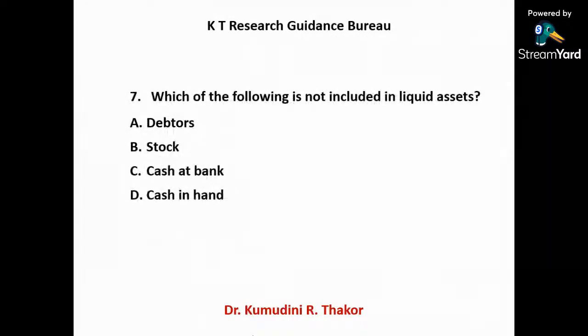Next question is, which of the following is not included in liquid assets? You know the meaning of liquid assets. So there are four assets: A, debtors, B, stock, C, cash at bank, and D, cash in hand. Obviously, if it is in a bank or hand, it is liquid. Debtors, you can collect money from them. But stock, as I explained you, it is unsold goods. You are unable to sell. So you may not be able to convert easily into cash. That's why your right answer is B, stock. We can't consider stock as a liquid asset.